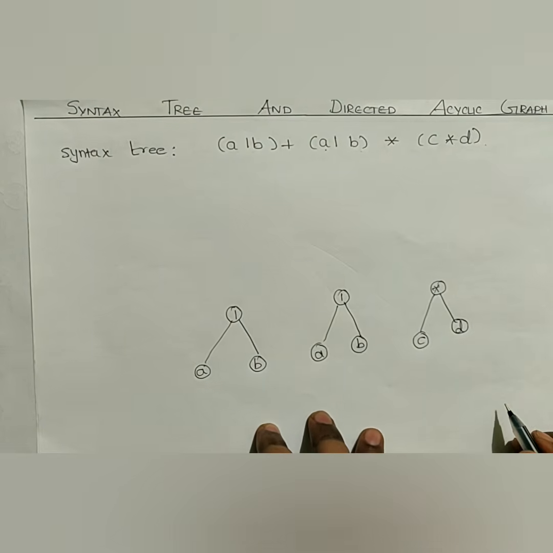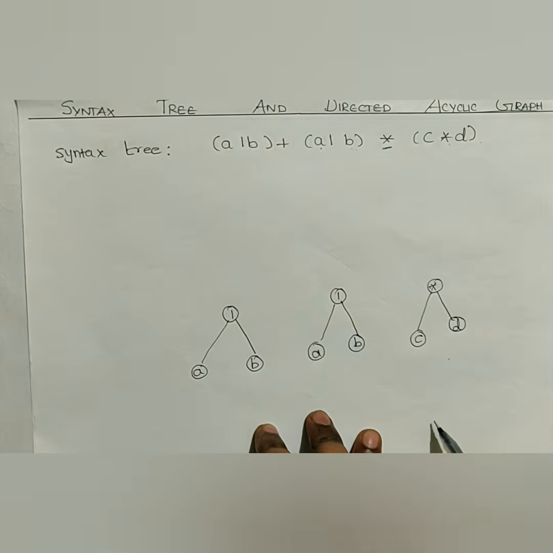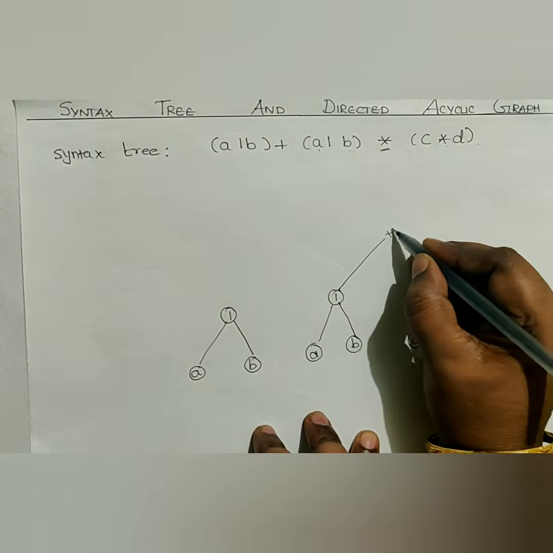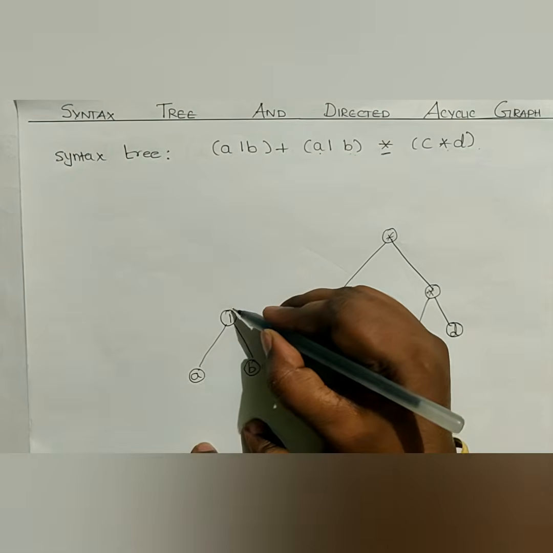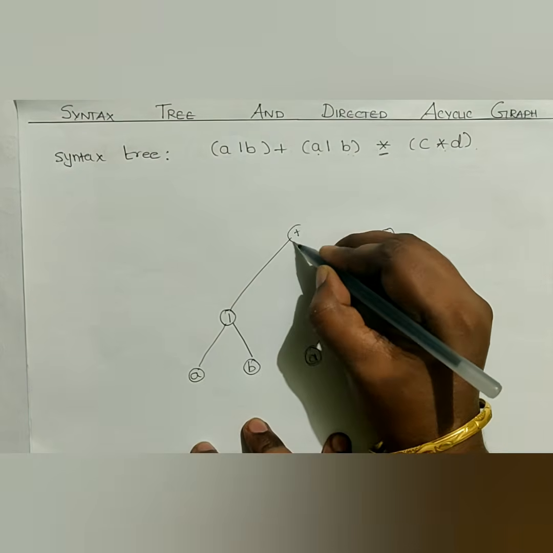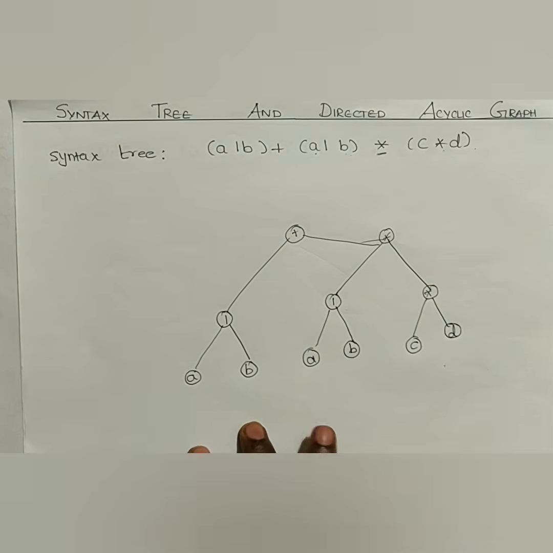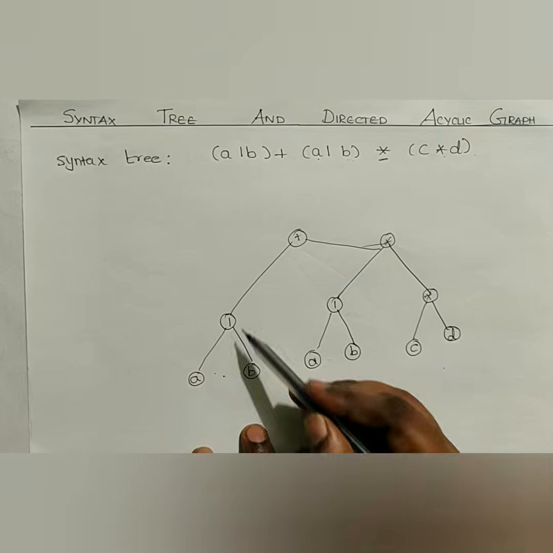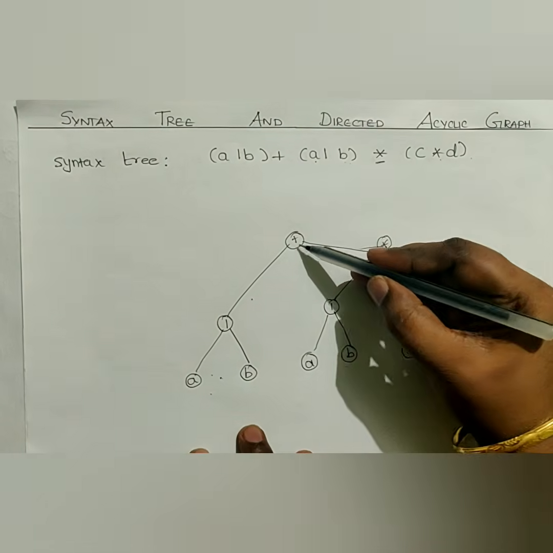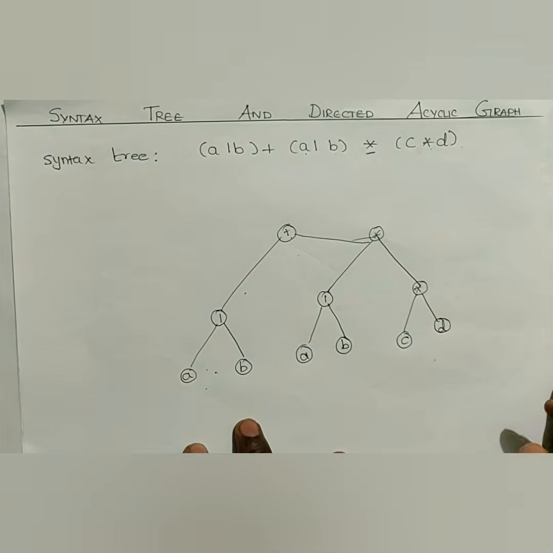Now who has the next higher priority? My multiplication between B and C star D. So we'll go for this star. Now what is the next operation? I have to add my plus to this. My final answer is done. Now if you observe, this structure is repeated. Now what do we have to do? We have to minimize this entire structure, and this connection has to be done here. That is the difference between the syntax tree and the directed acyclic graph.